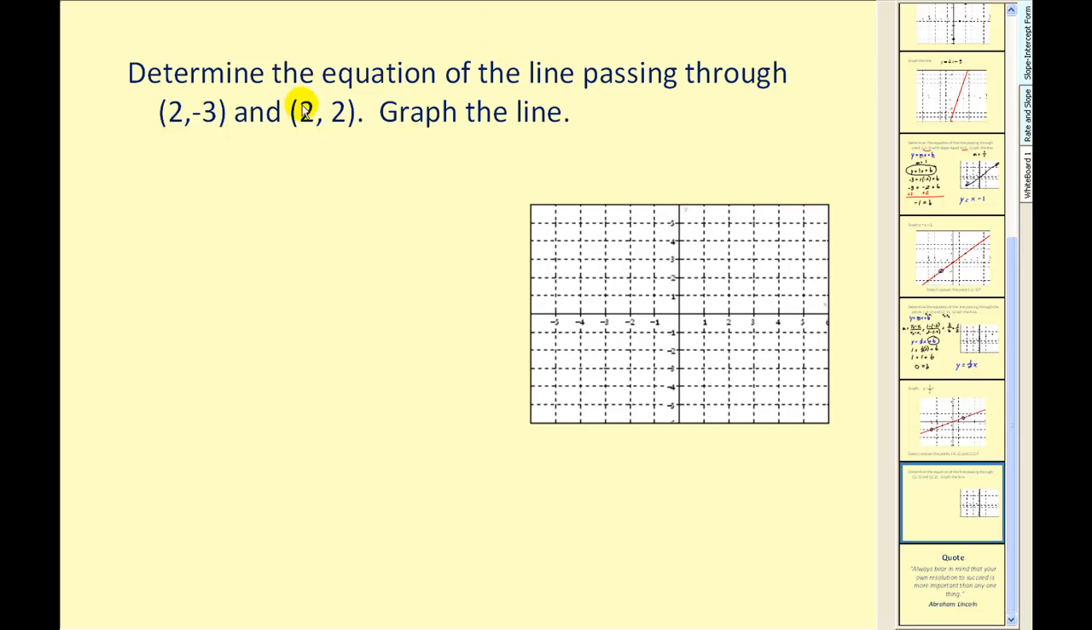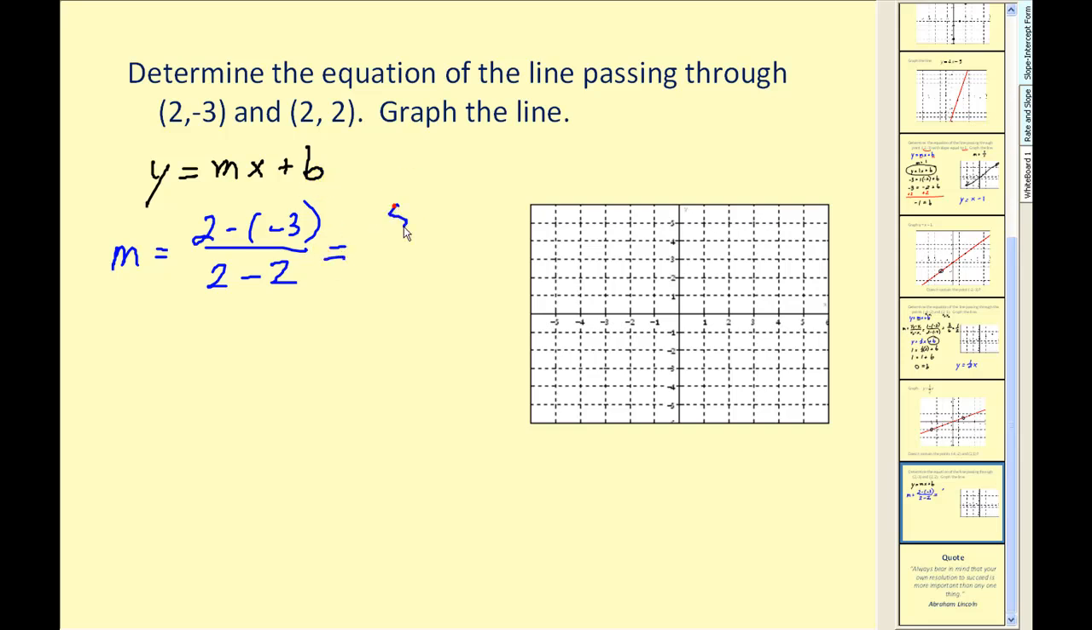Here's one last example. Determine the equation of the line passing through the points 2, -3, and 2, 2. Let's start by finding our slope. y2 minus y1 would be 2 minus -3 over 2 minus 2. Now this slope kind of blows up. We have 5 divided by 0. That's an undefined slope or no slope.